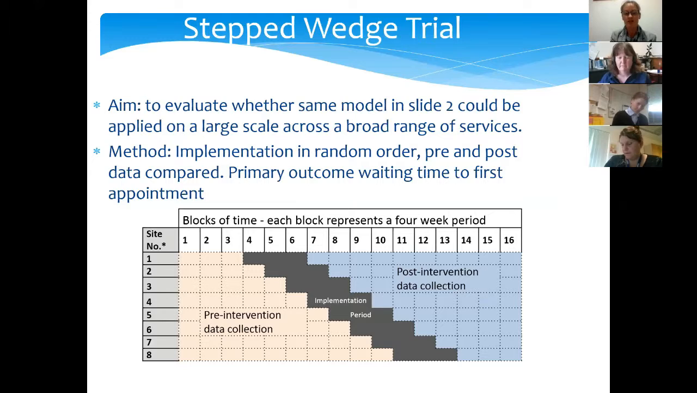Everybody had a period of pre-intervention data collection. The sites are put in random order, and we progressively introduced the intervention at each site, and then collected a period of post-intervention data afterwards. It's then statistically possible to compare all the pre-intervention data across all the sites with the post-intervention data at all sites, controlling for the differences between services.